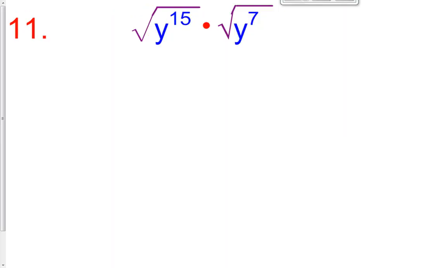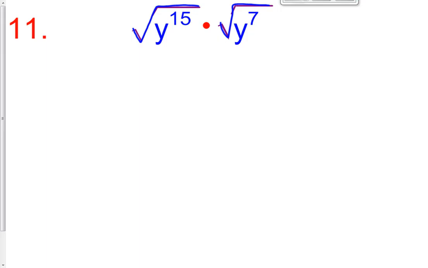Alright, as we move on to numbers 11 through 15, they are a little bit tricky. We have to remember our properties of exponents. When we multiply variables with common bases, we add their exponents. Same thing with radicals. As long as they're both underneath the radical, we can multiply the bases, and when we multiply with common bases, we add their exponents.